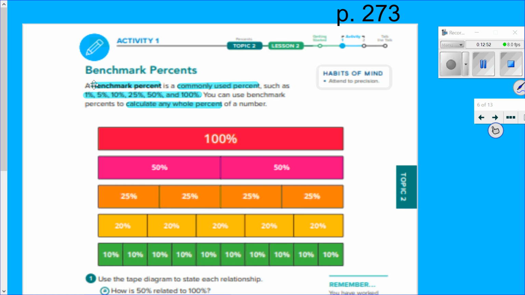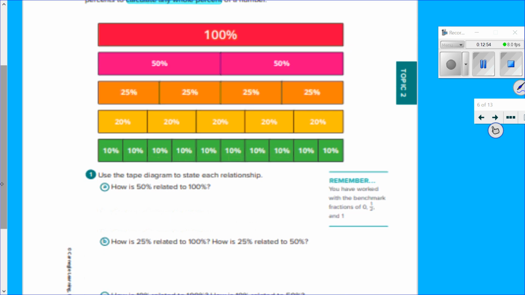So we're going to use our tape diagram. We're going to work together on this one, mostly because of the shortness of time, because it's a Tuesday. And we're going to use the tape diagram to state each relationship. So how is 50% related to 100%? What is the relationship between 50% and 100%?